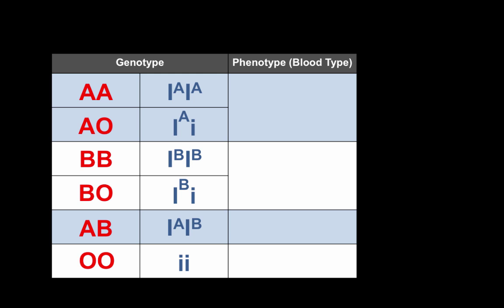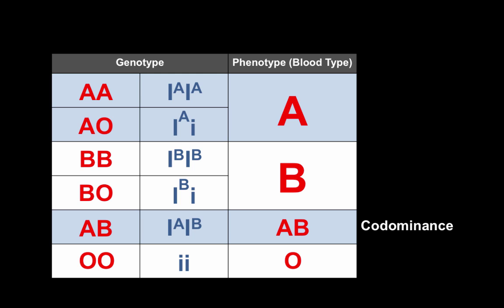Now, because A is dominant over O, both AA and AO give me the phenotype or blood type A. And since, again, B is also dominant over O, BB and BO are also blood type B. Since A and B are codominant, that gives me a different blood type called AB. So remember, that's the codominance right there. And then since O is recessive, the only way to get type O blood is to have 2 O alleles.